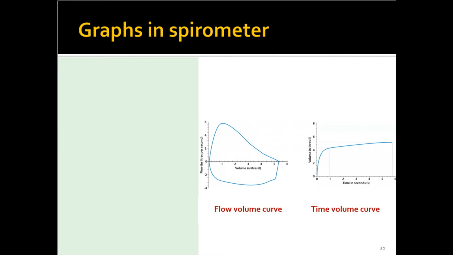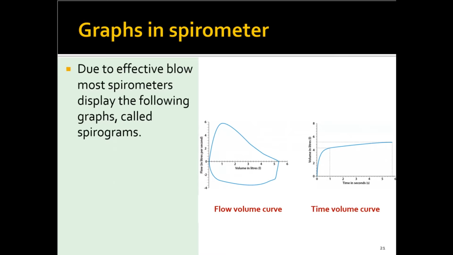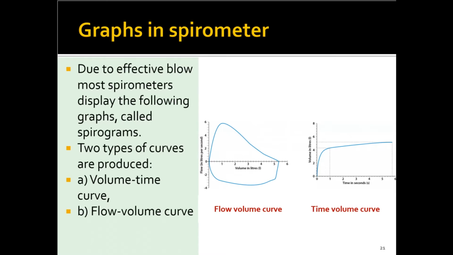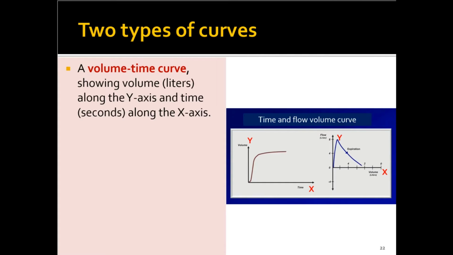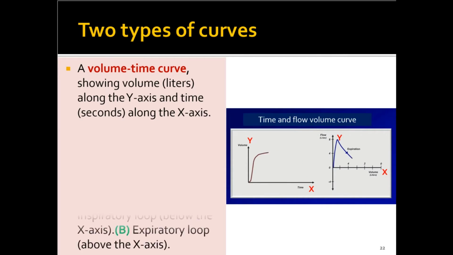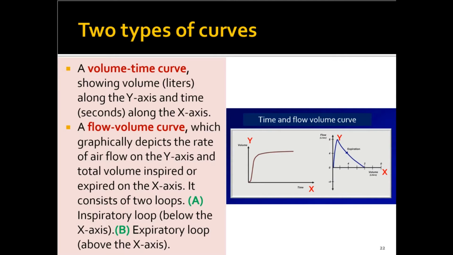Graphs in spirometer. Due to the effective blow, most spirometers display the following graphs, called spirograms. 2 types of curves are produced: A. Volume time curve. B. Flow volume curve. A volume time curve shows volume, in liters, along the y-axis and time, in seconds, along the x-axis. A flow volume curve graphically depicts the rate of airflow on the y-axis and total volume inspired or expired on the x-axis. It consists of 2 loops.